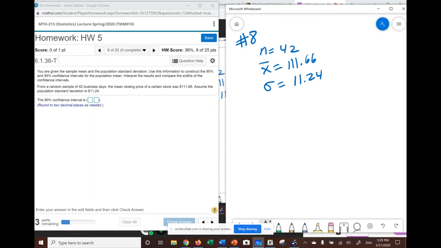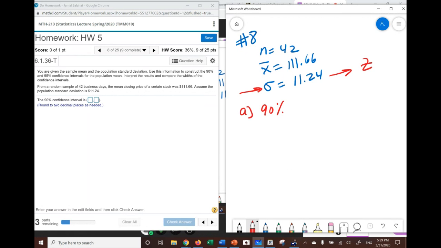In this case, they gave us sigma, and we have to be careful. Every time sigma is known, we have to use z. We have to use z to find the critical values, and to find the confidence interval if it's required. In this problem, in part A, they want us to build a 90% confidence interval.